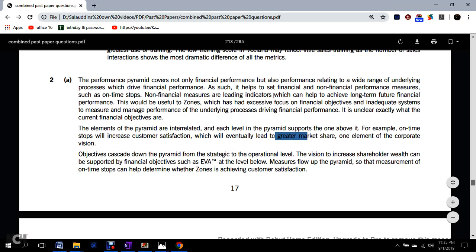Non-financial measures are leading indicators. Non-financial measures are indicators which can help to achieve long-term future financial performance. This would be useful to Jones, which has had an excessive focus on financial objectives and an inadequate system to measure and manage performance of the underlying processes driving the financial performance.